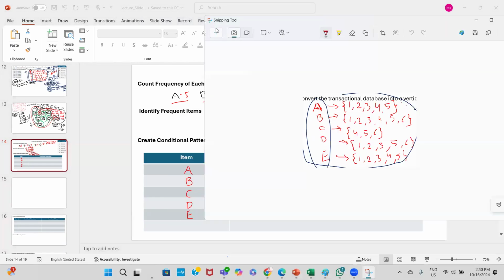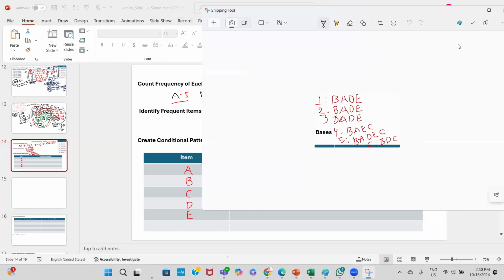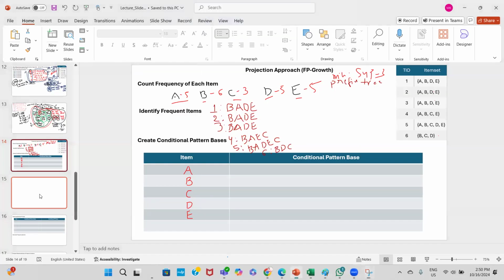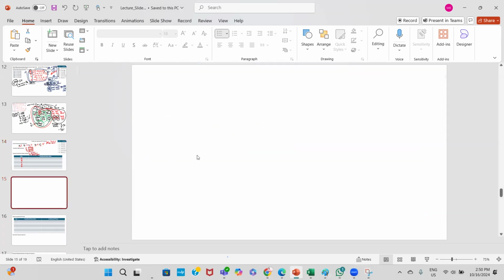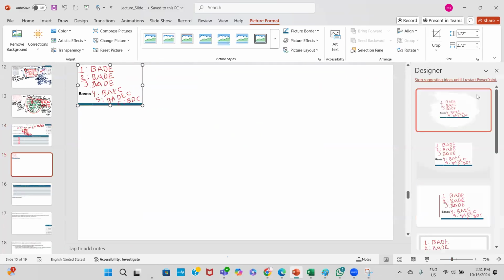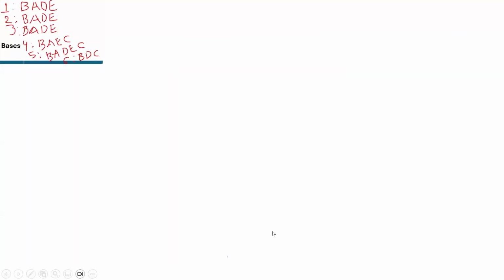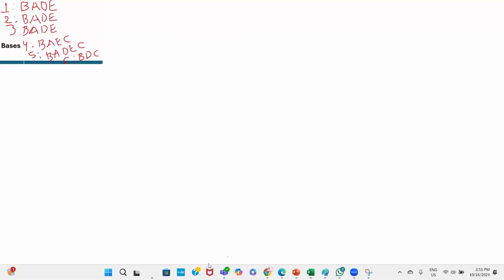Let me just take a screenshot of this so that I can go to the next slide and show you how to generate the prefix tree. Let me paste it here. Now I got this here. These are the transactions arranged in descending order. Now let me go back and show you how to generate that prefix tree. That is simple, it's not so complex. Every concept in frequent pattern mining is easy, not really tough.